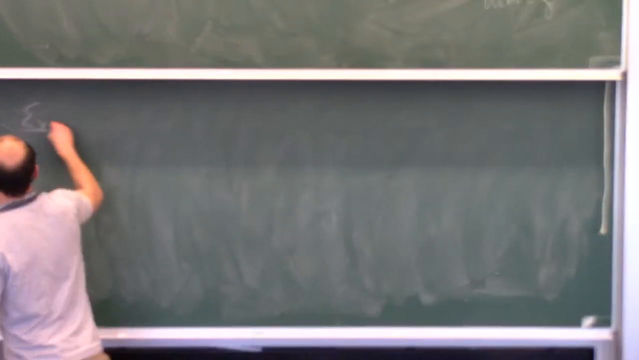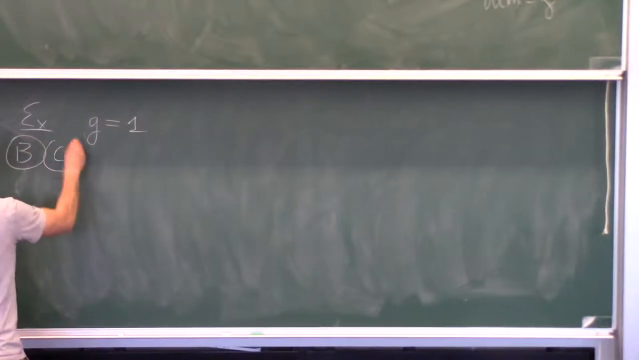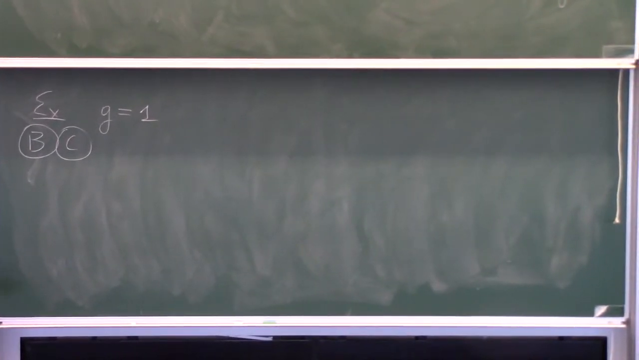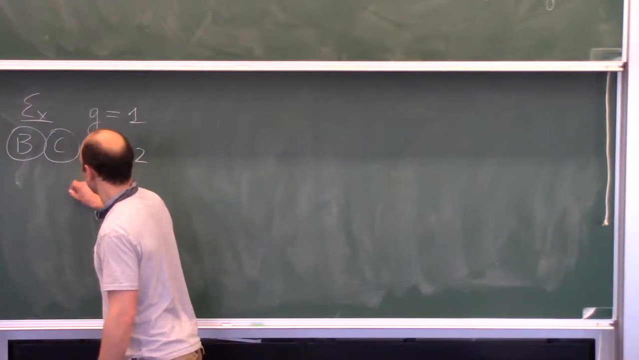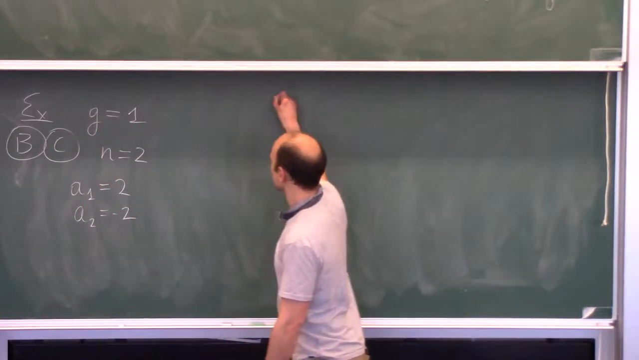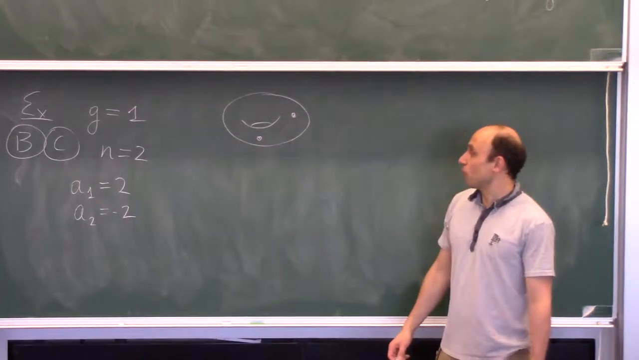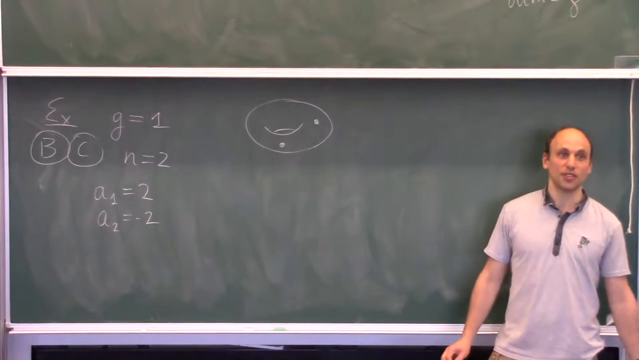So let's take the example in genus 1. That's an example both for B and for C, because in genus 1, the cotangent line bundle to an elliptic curve is trivial. So asking for a function with given zeros and poles or for a meromorphic one form with given zeros and poles is the same. So genus 1, I will take two marked points, a1 equals 2 and a2 equals minus 2. Right, so I have an elliptic curve, two marked points, and I am asking for the existence of a function with a double zero at one point and a double pole at the other point.